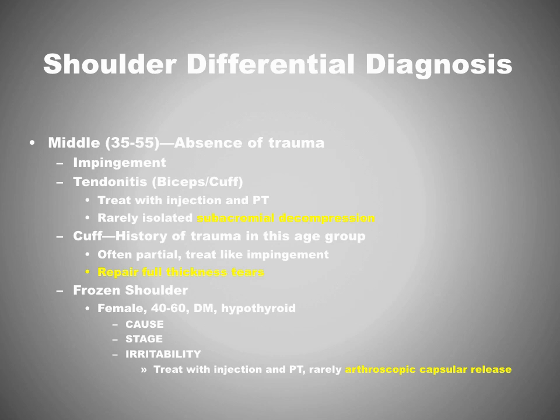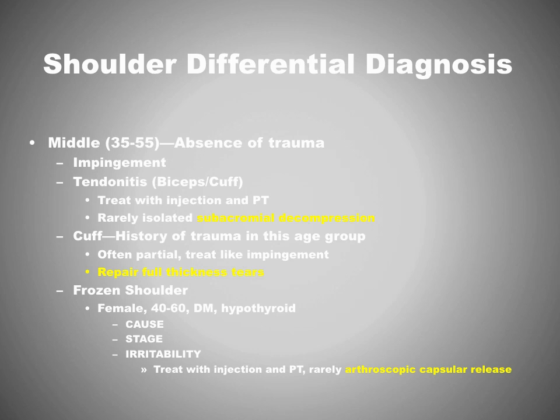Rarely, we treat them with an isolated subacromial decompression. Typically, in my hands, these are the type 2 or type 3 acromion patients that have trouble improving with physical therapy. If someone has a true rotator cuff tear in this group, they oftentimes have a history of trauma. They were at the ski resort, fell down, now they've had weakness for a few weeks, take an MRI.